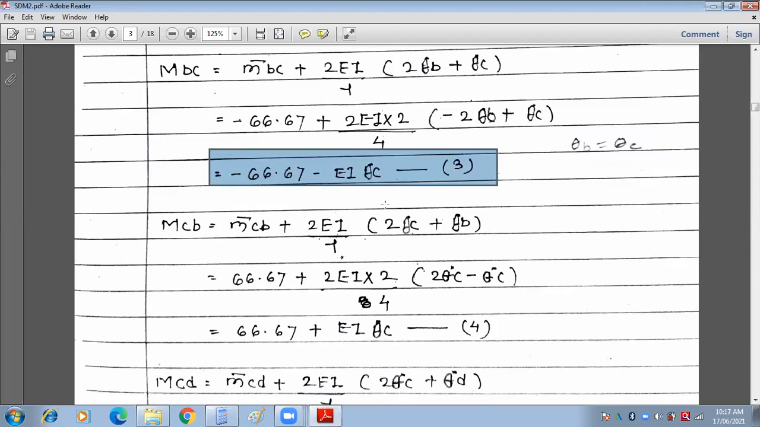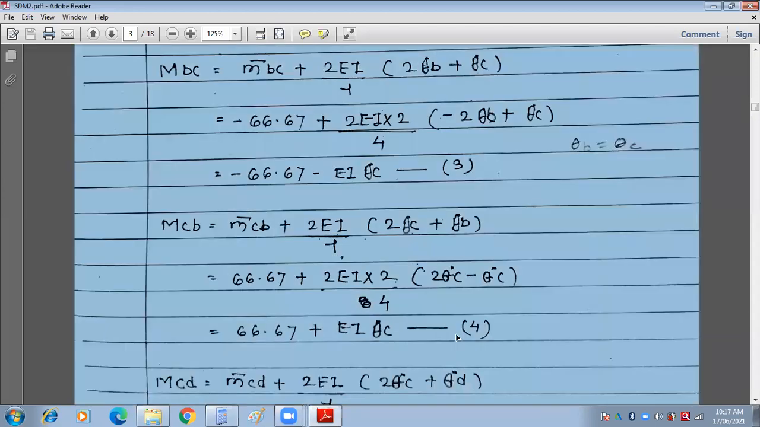Now the next span CB, similarly using the general formula: friction moment CB plus twice EI upon L into bracket 2 theta C plus theta B. Now put the values. As we have put, theta B is equal to minus theta C. The I value is twice I. Now simplify this term. This 2 and 4 get cancelled. Now minus 2 theta minus theta C becomes only theta C. Therefore, the value remaining is 66.67 plus EI theta C. Let us say equation number 4.